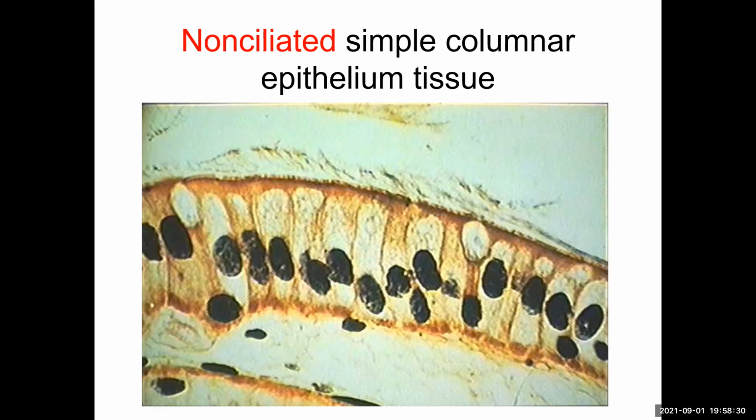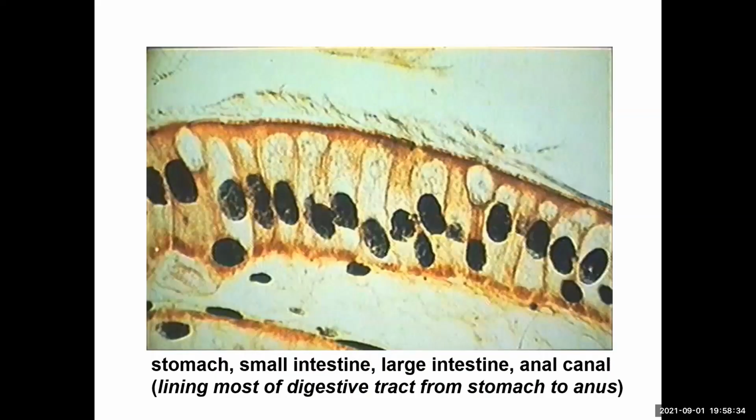So this is non-ciliated columnar epithelium. We're going to see this epithelium a lot in the digestive tract. Pretty much all the way from the stomach to the anus, the lining of the digestive tract is going to be made up of non-ciliated simple columnar epithelium, one cell layer thick.